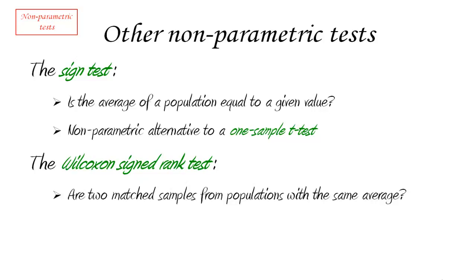So the Wilcoxon signed rank test, what does it do? It asks the question, are two matched samples from populations with the same average? As you can tell, here what we're doing is considering a non-parametric alternative to a paired or matched t-test. So we're looking at matched samples from two populations, and we're using them to figure out if in fact the two populations have the same average. Or if you think of a matched test as a before and after, again we're asking, is there any change from the before to the after? This test looks at that.